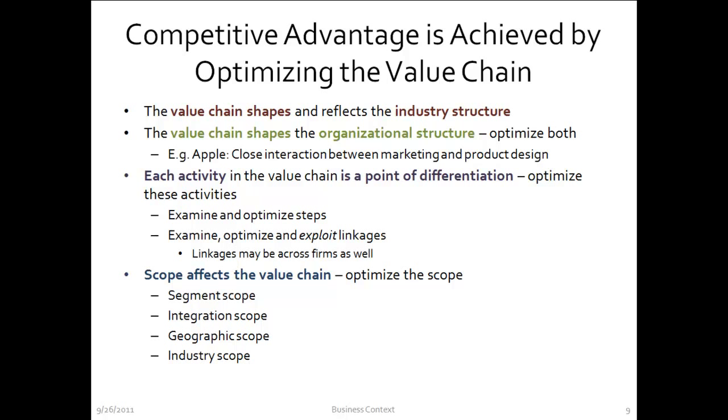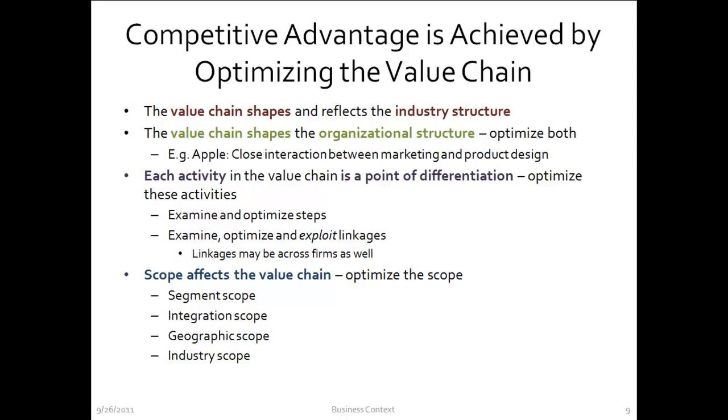Basically, the point I'm making is that each activity in the value chain is a point of differentiation. And companies, in order to achieve competitive advantage, will look at each of these activities and optimize them. In addition, rather than just simply looking at individual activities, they look at the linkages between these activities.